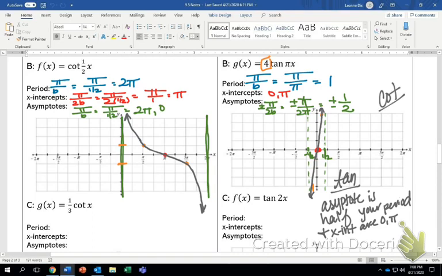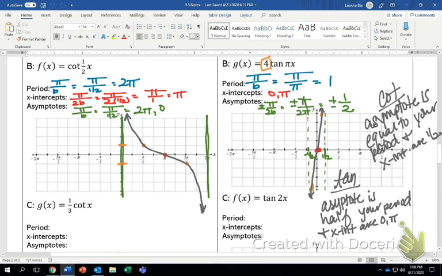All right, and then finally, our cotangent. The common things that occur for cotangent functions are that your asymptote is typically equal to your period, and your x-intercepts are half your period.